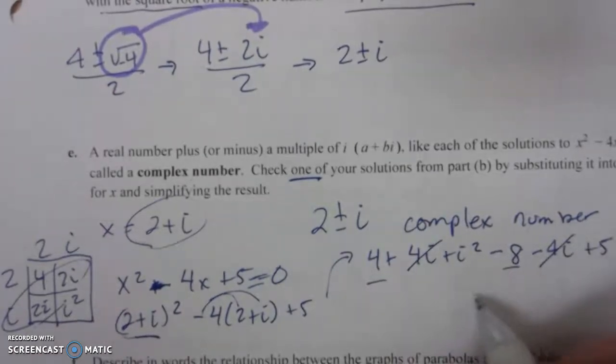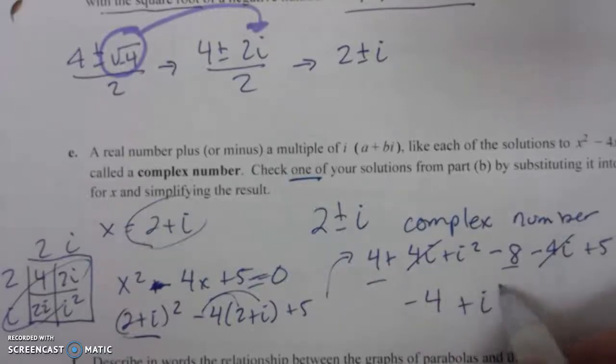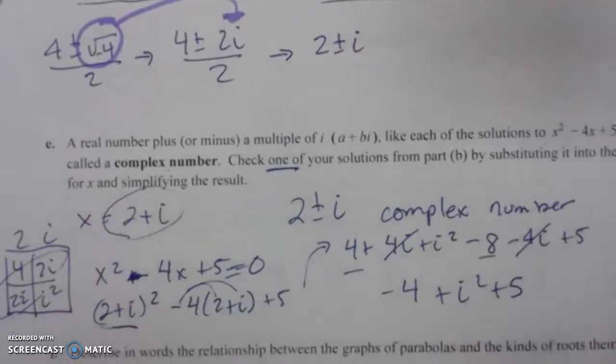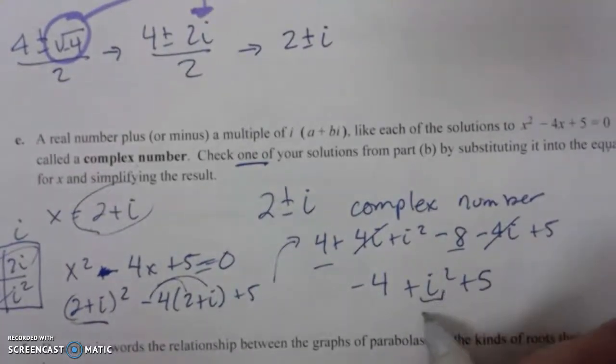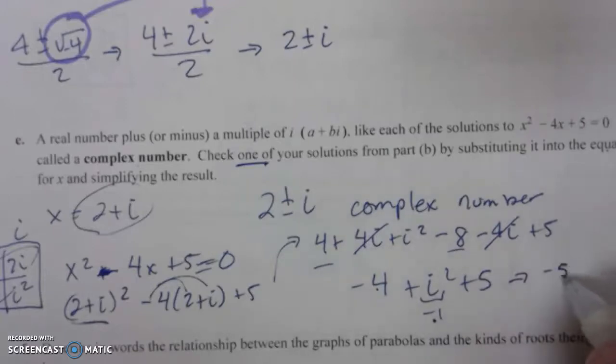4 plus negative 8 is negative 4, plus i squared, plus 5. i squared, remember, is negative 1. Negative 4 plus negative 1 is negative 5. Negative 5 plus 5 equals 0. Okay? So the equation checks out equal to 0.